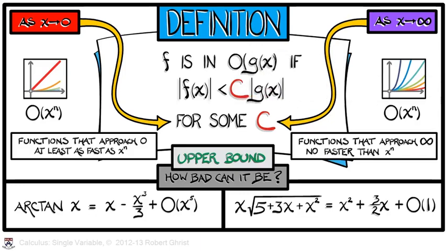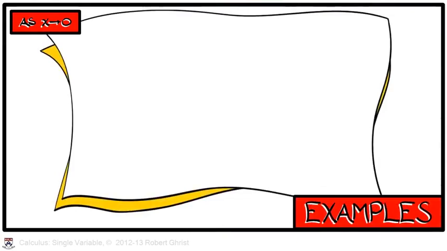More generally, instead of talking about big O of x to the n, we could talk about big O of some other function, g of x, if this same inequality holds for some constant c. Let's look at a few examples.